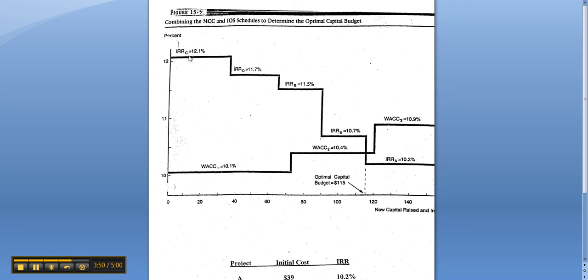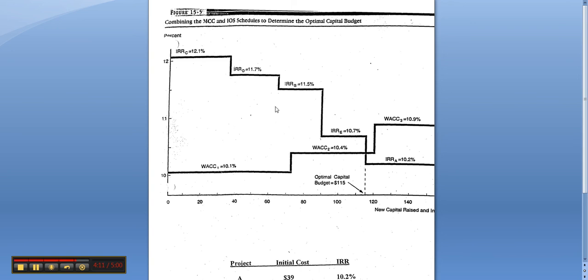So we would do projects C, D, B, and E. So our optimal capital budget is the sum of those 4 projects. So our optimal capital budget is 115, and the WACC that we would use is the 10.4 WACC, because that's the WACC we'll be at to raise enough money to do these 4 projects.